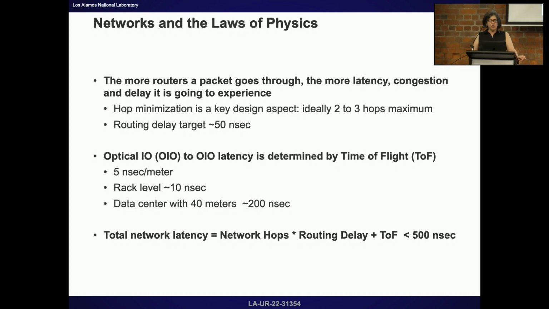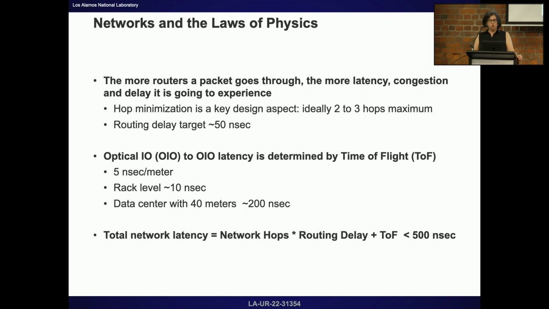The more routers a packet goes through, the more latency you have, congestion, delay. As I understand it, when you're doing optical, it's speed of light. So between routers, it's fast. It really is not bad. But when you hit a router, things slow down. They have to be taken in, processed, and sent out again. And that's where the latency comes from. So what we're trying to do is minimize the number of actual routers you hit, minimize the number of hops. And the total network latency that we're working with is this equation at the bottom.